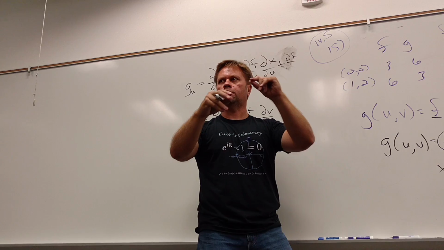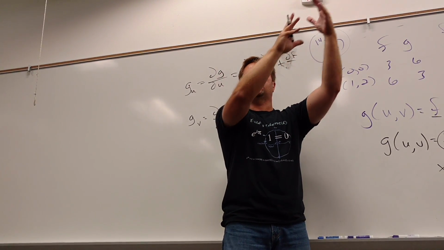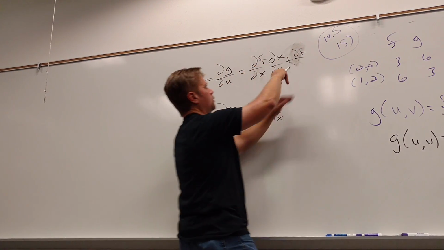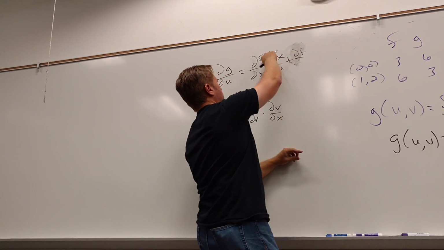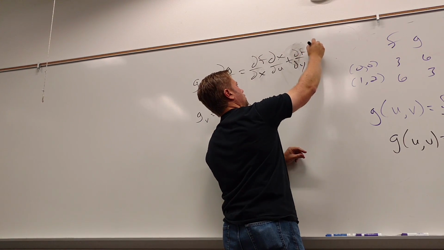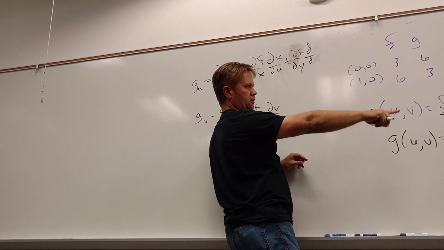Right? You guys with me? So whenever I do any partials, I have to have partial f with respect to x for sure, and partial f with respect to y for sure. It's a function of two variables. So this will be df/dx dx/du, plus df/dy dy/du. Y is a function of u and v.